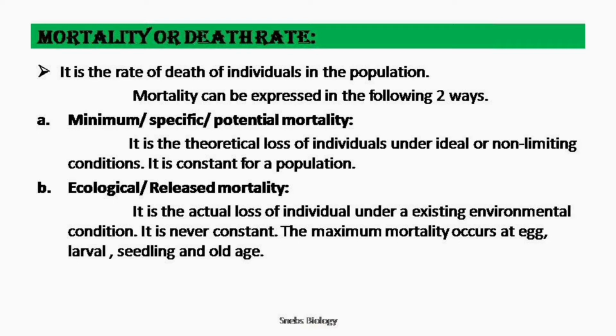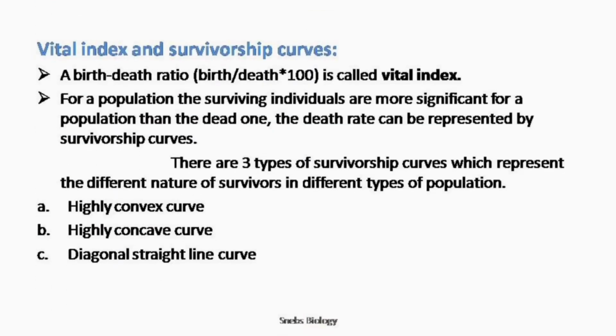Okay, so one of the important points regarding natality and mortality is vital index and survivorship curves. Vital index is the birth death ratio, and in a population the surviving individuals are more significant than the dead ones. So the death rate can be represented by survivorship curves. There are three general types of survivorship curves which represent different natures of survivors in different types of population.